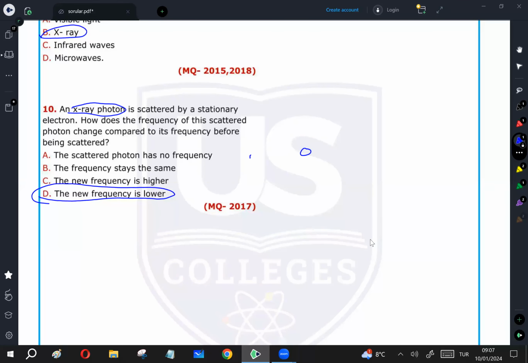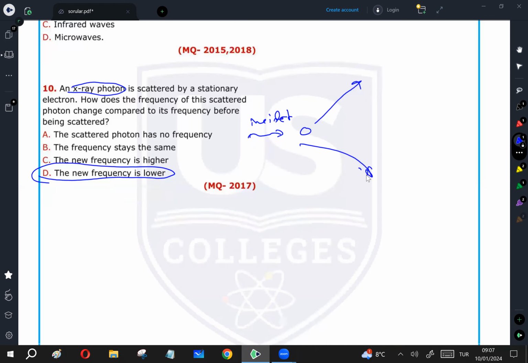So when there's an incident photon hitting a resting electron, after that the electron recoils and there is a scattered photon, because energy is shared. So the energy of the scattered photon must be less, with smaller frequency and longer wavelength. So D is the correct answer for this question.